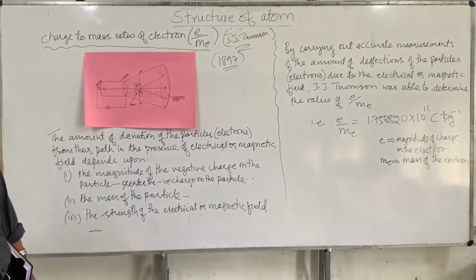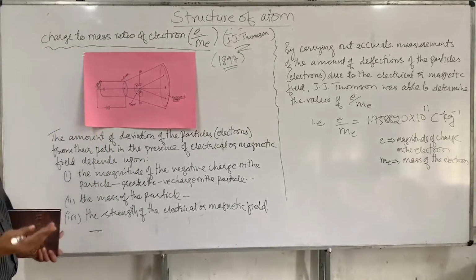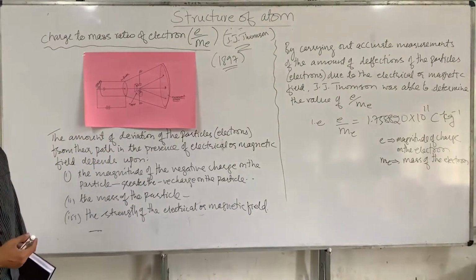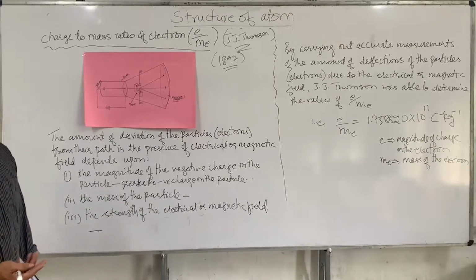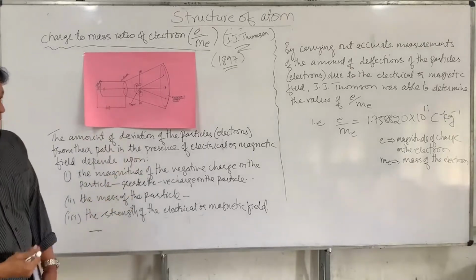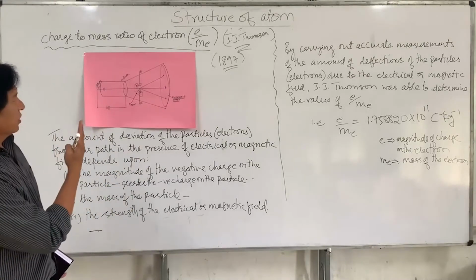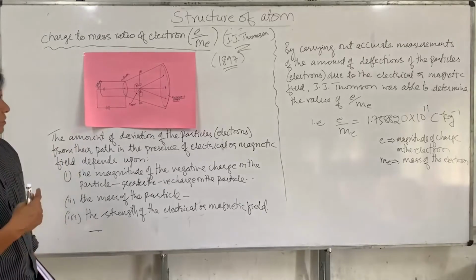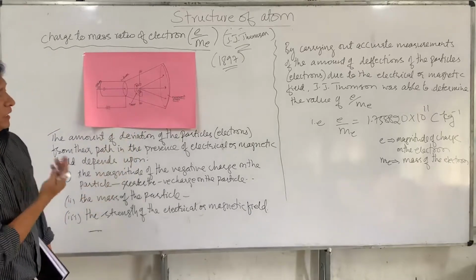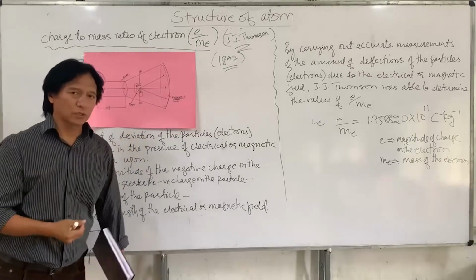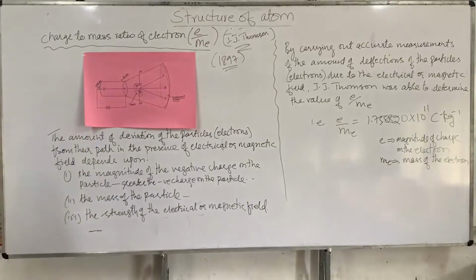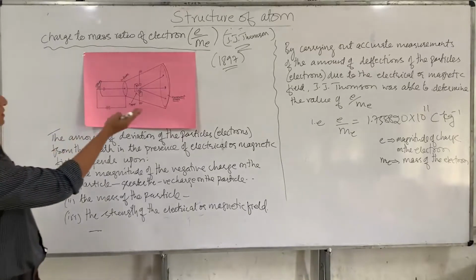you will see that J.J. Thomson made use of the cathode ray tube, and here he applied two fields, that is an electrical field and a magnetic field. So these two fields are applied perpendicular to each other, and also perpendicular to the direction of flow of the particles, that is your cathode rays or electrons.